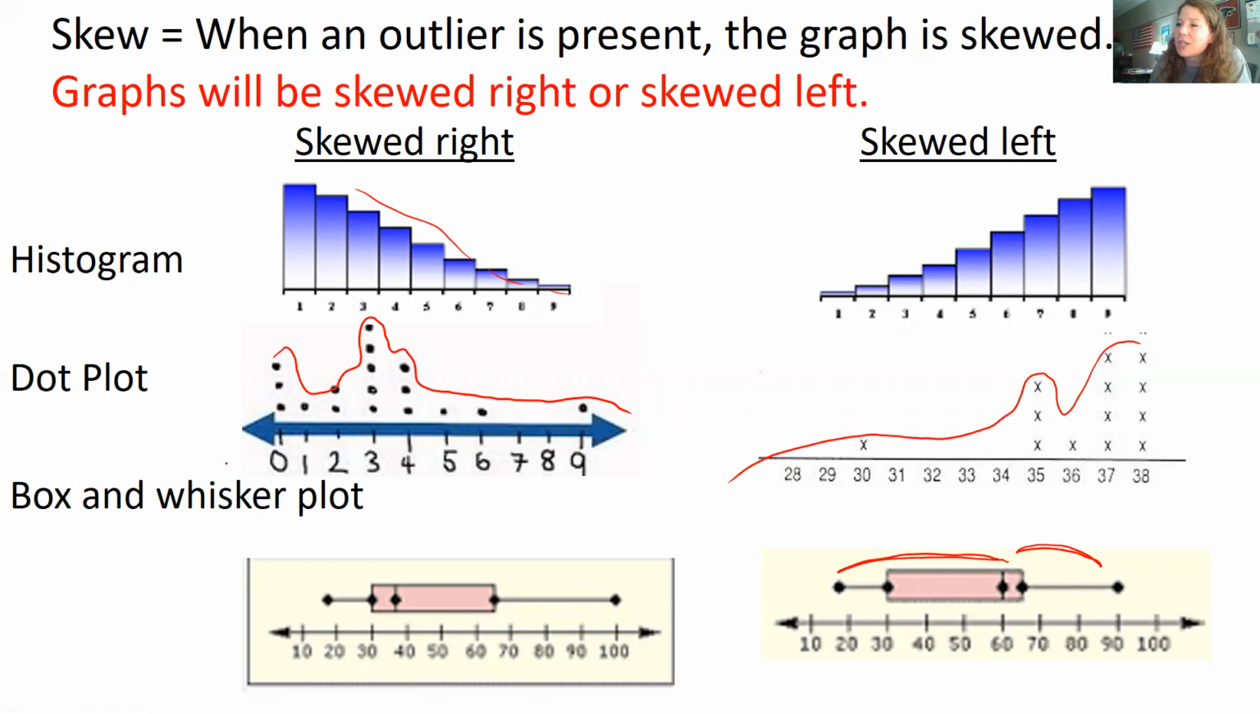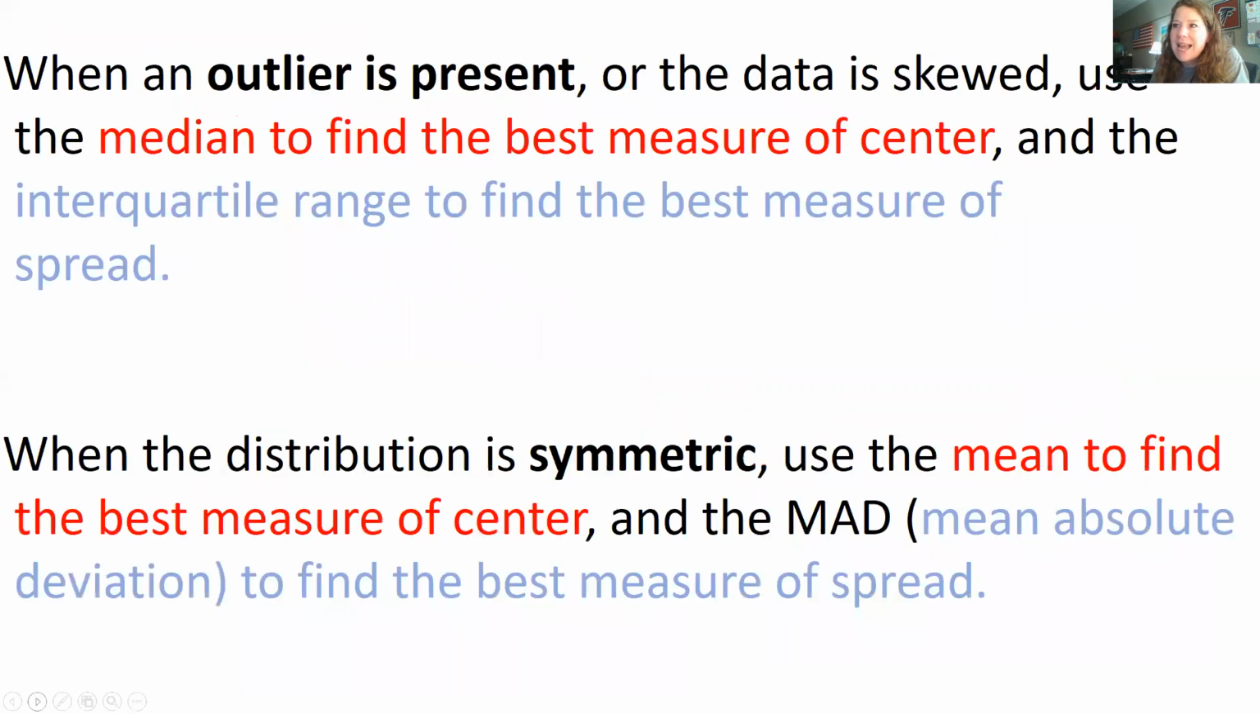So some of these are going to show us that there's an outlier. This looks like it probably is an outlier. This looks like an outlier. And normally, if you have a skewed graph, usually an outlier is present. It doesn't have to be, but these two statements are correct. When an outlier is present or the data is skewed, you want to use the median to find the best measure of center and the interquartile range to find the best measure of spread. When the distribution is symmetric or a normal distribution, that's when you can use the mean to find the best measure of center.